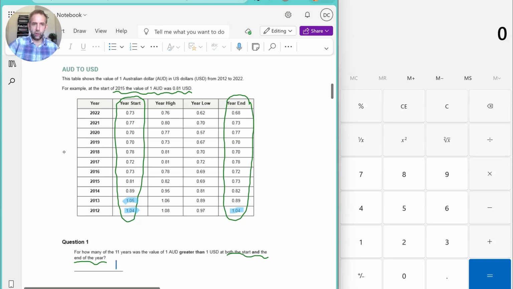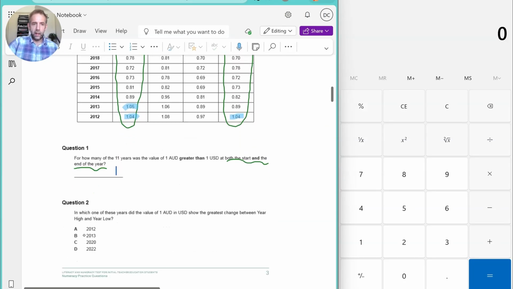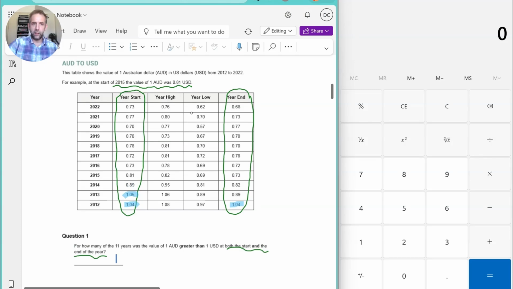Right, let's scroll down and see what question 2 wants us to do. In which of these years did the value of $1 Australian in US dollars show the greatest change between year high and year low? So this time we're focusing on year high and year low. I might just use the blue pen here to emphasize what columns we're looking at this time, because it's easy to mix them up. So we're now interested in these two middle columns.